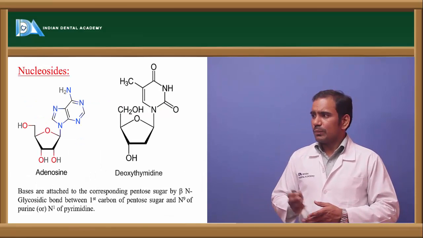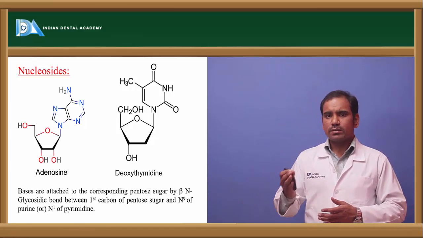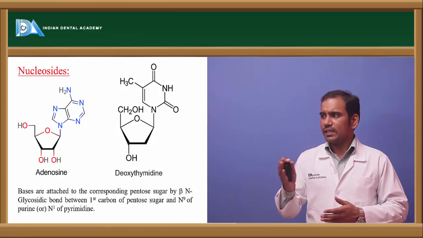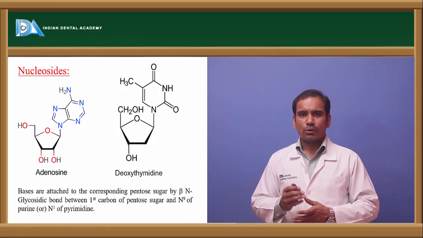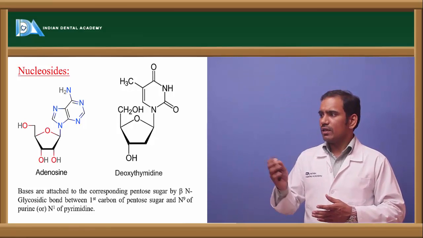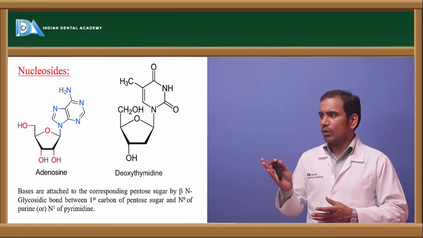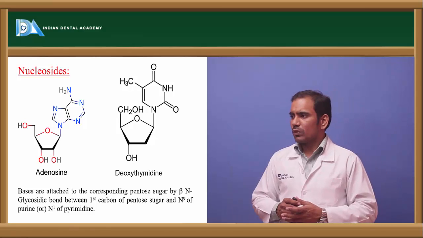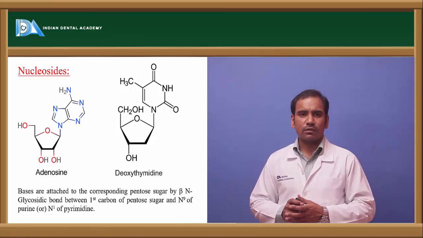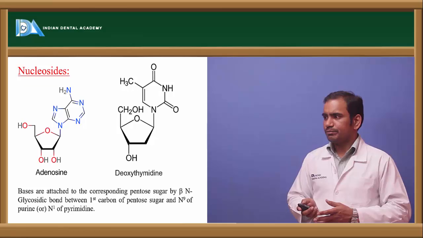Right? So what is a nucleoside? A nucleoside is nothing but a base plus sugar. You can take adenosine. Adenosine has adenine plus ribose. Adenine is the nitrogenous base and ribose is the sugar. The same way, when you take deoxythymidine, thymine is the nitrogenous base and deoxyribose is the sugar. So these two are called nucleosides because they don't have a phosphate group esterified to the sugar. That's why we call them nucleosides.